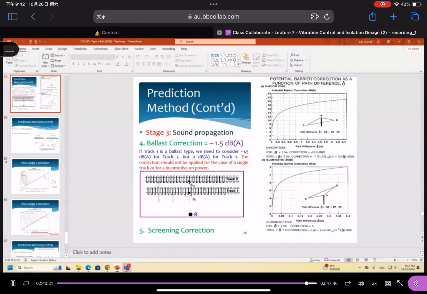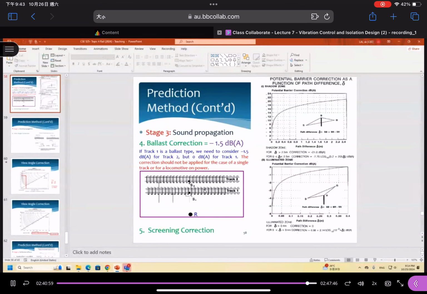And the condition is that track number 1 should be a Border's type. If track number 1 is not a Border's type, we do not need to apply any corrections for this case. So if track number 1 is a Border's type, that's when you consider track number 2. You need to make minus 1.5 dBA for the correction factor, because I explained during the lecture that if this is a Border's type, it can absorb small amounts of sound effects. So that's why we made the correction factor here at minus 1.5.